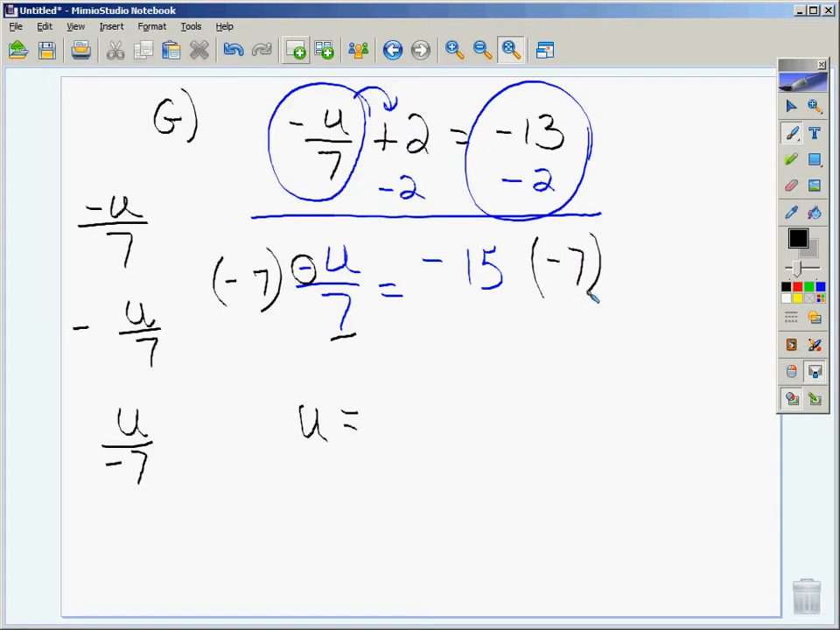I multiplied this side also by the same thing then, a negative 7. A negative times a negative again makes a what? Positive. And 7 times 15 is? No, 105.